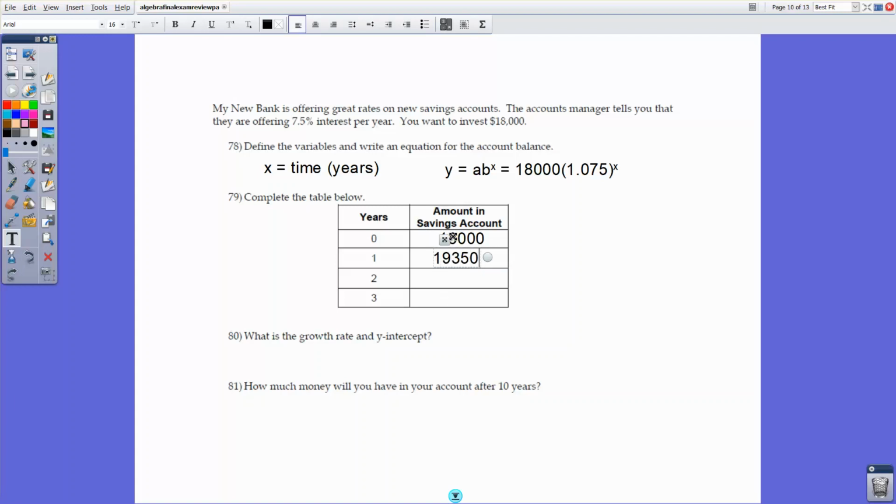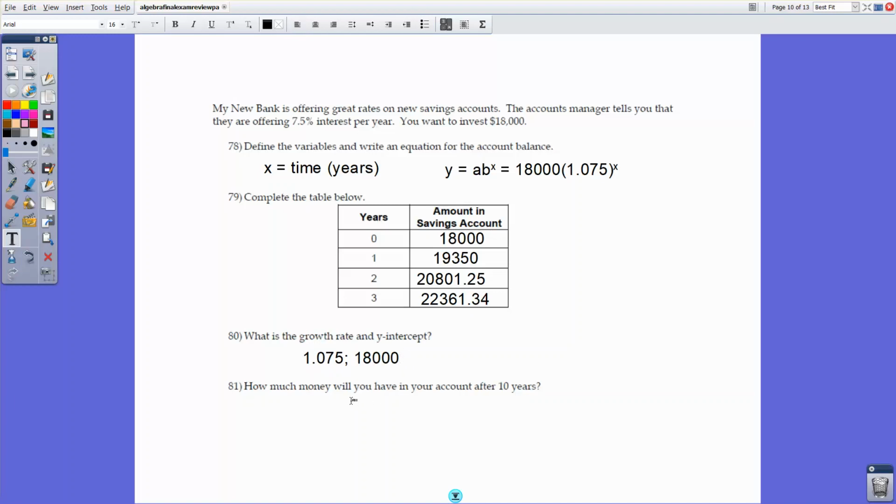For year 2, we're going to have $20,801.25. And for year 3, we're going to have $22,361.34 in our account. Okay. The growth rate here is 1.075, and the y-intercept is 18,000, our A and B values.